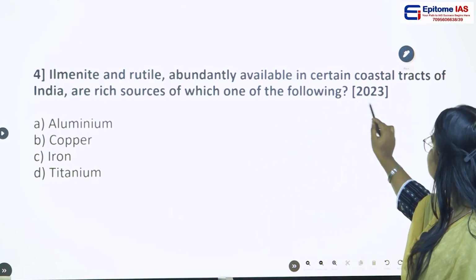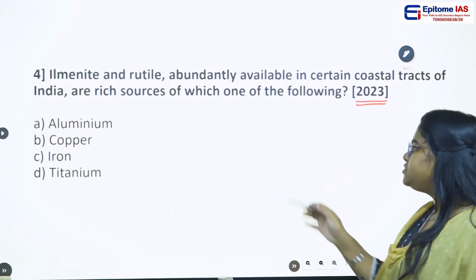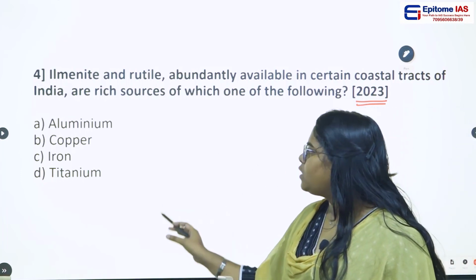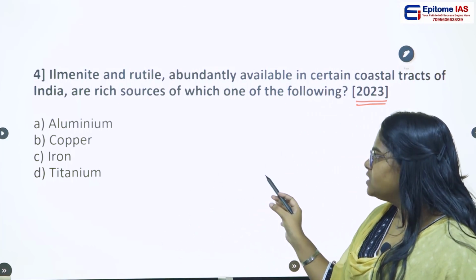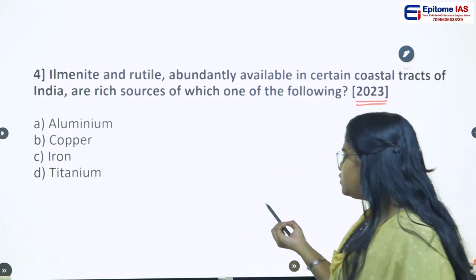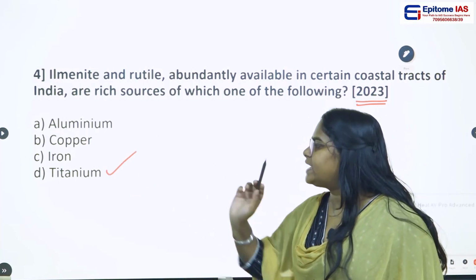This question was asked in 2023. Option A, aluminium. Option B, copper. Option C, iron. Option D, titanium. This is a factual question. The correct answer would be titanium.